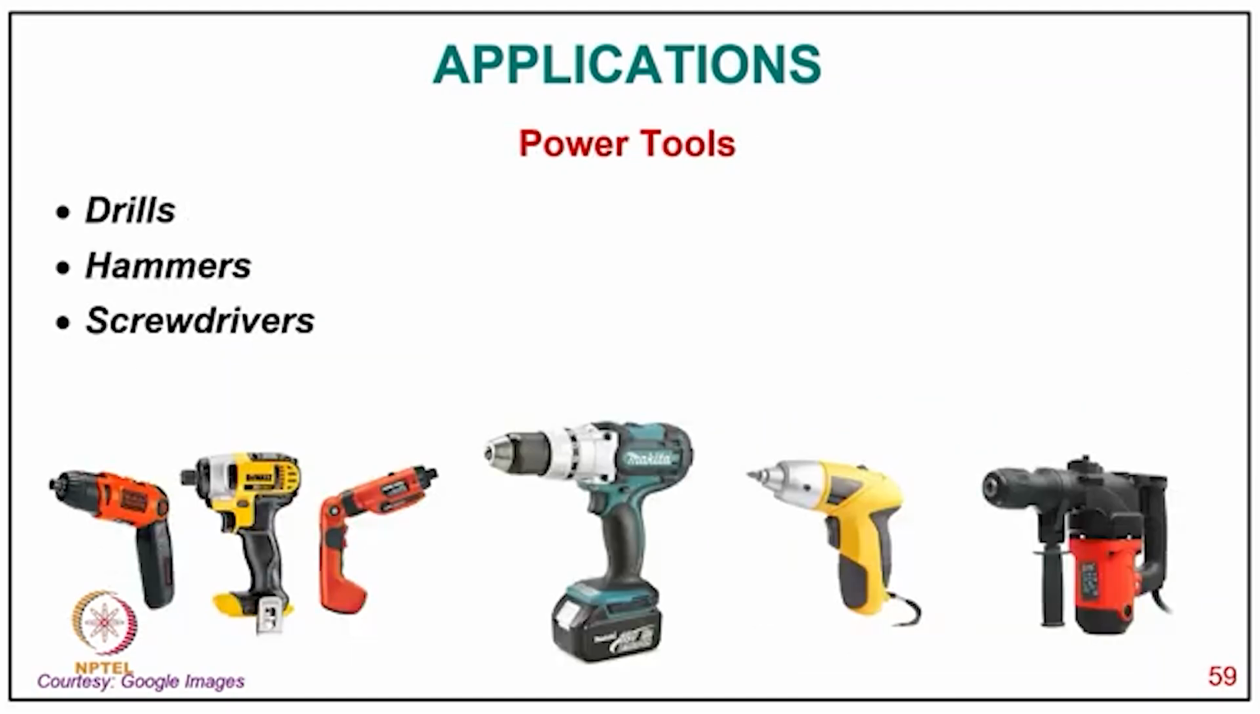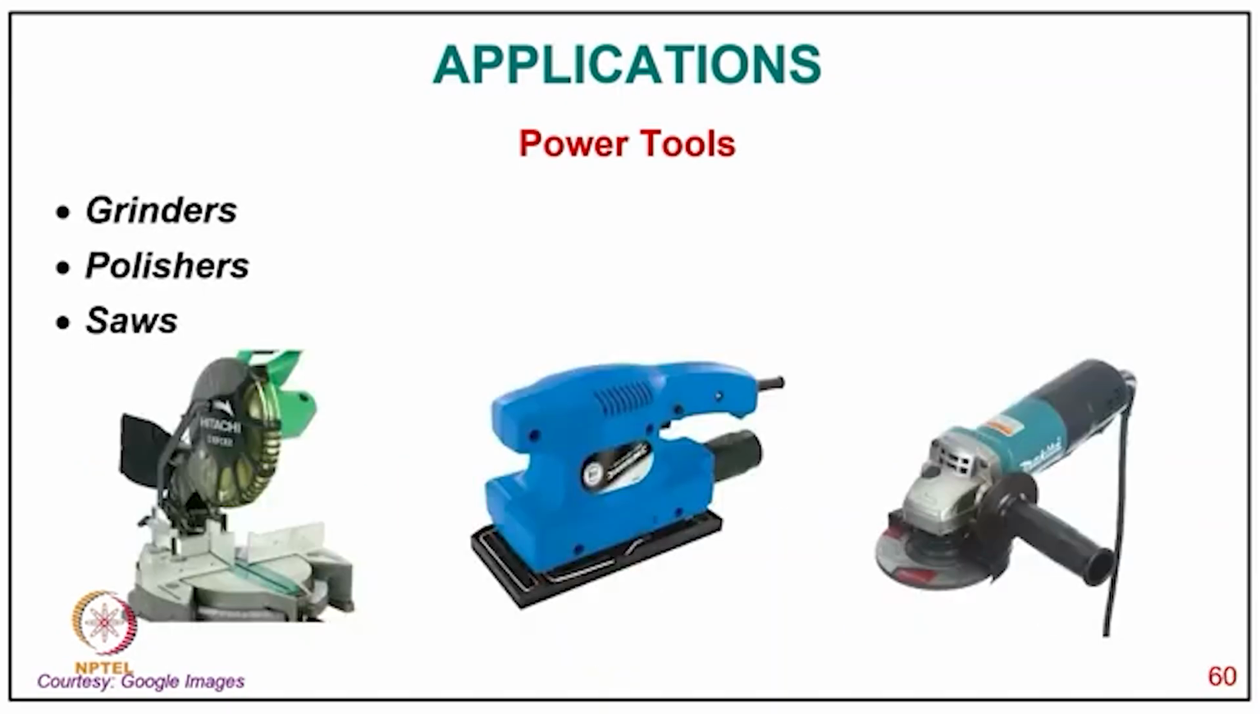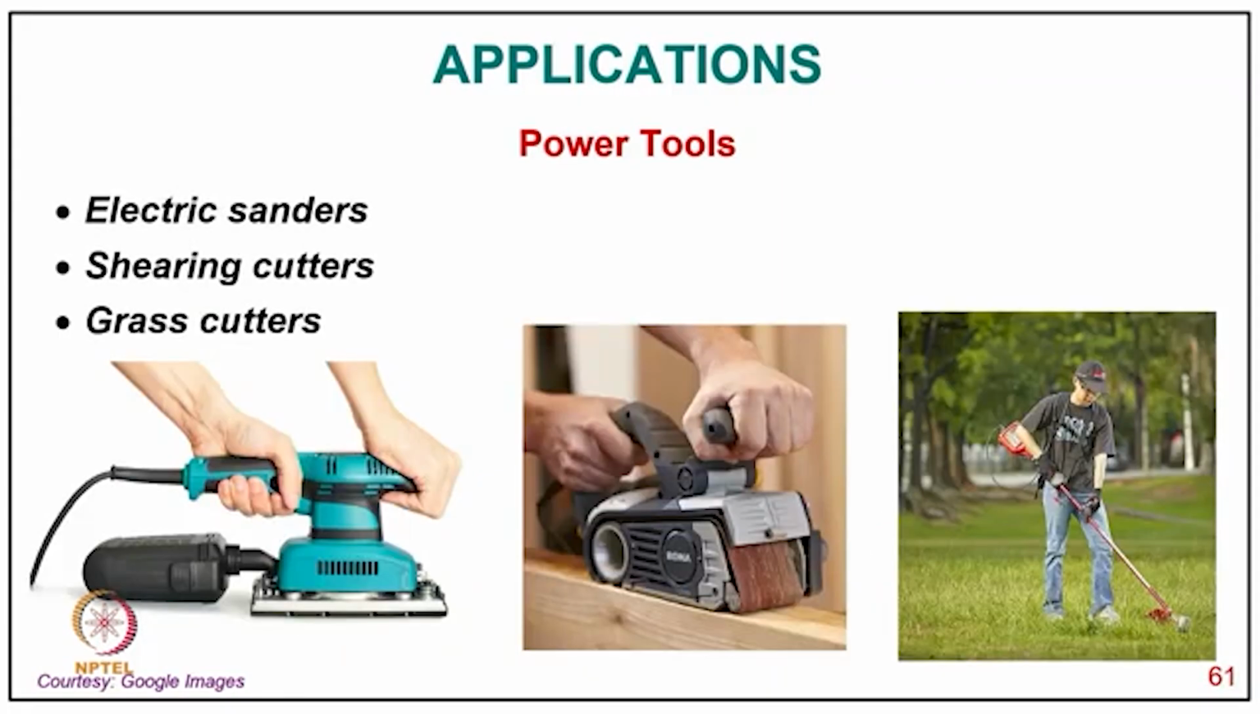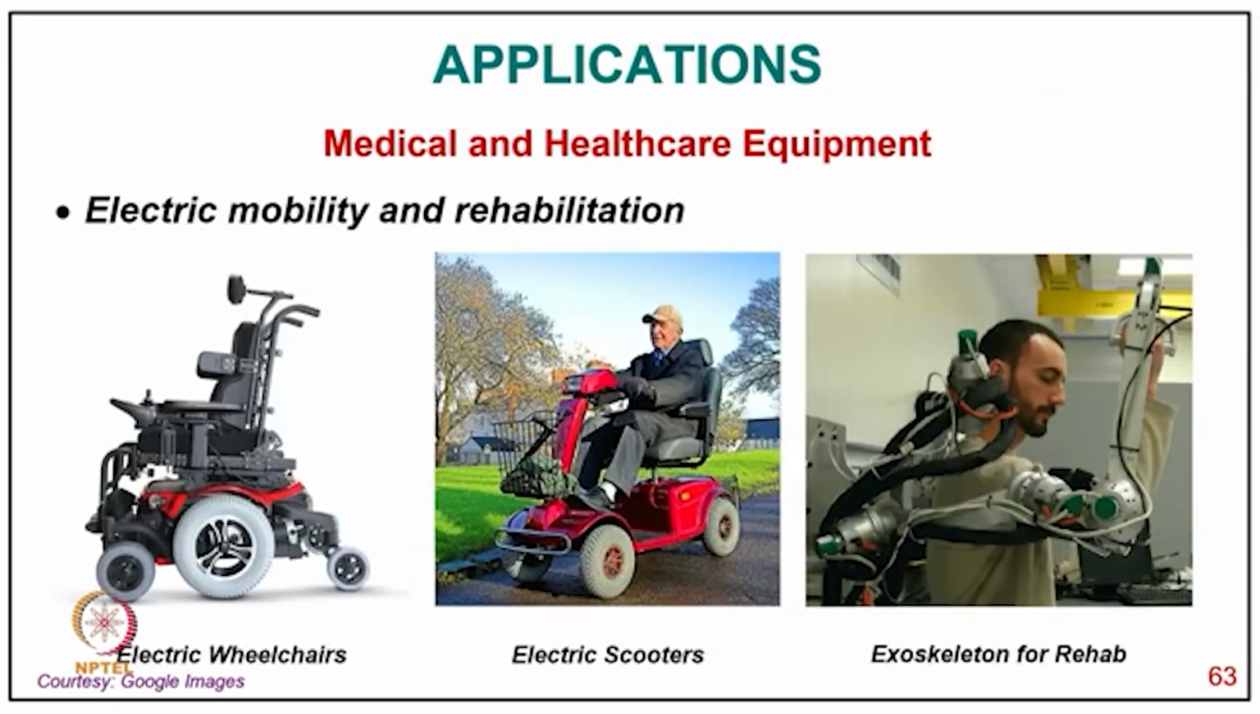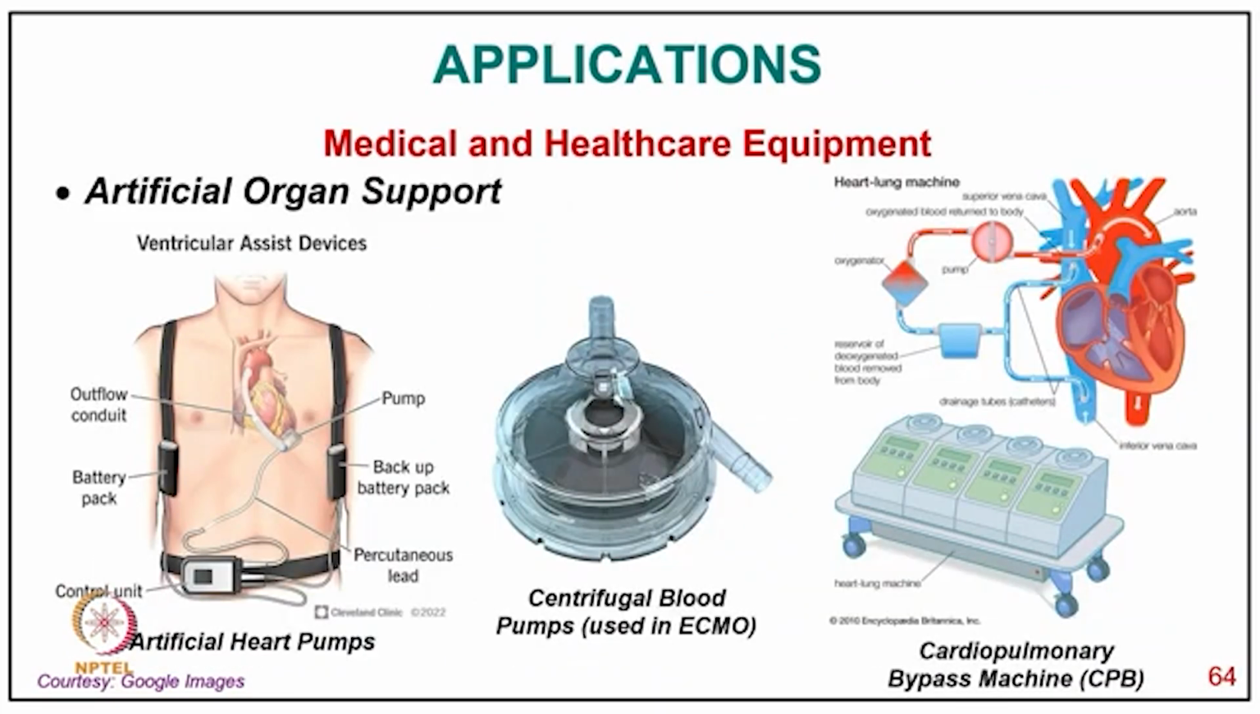Then the power tools like drill, hammer, and screwdrivers, because they are mainly sometimes you can call it the standard operation with the battery operation. So energy efficiency or efficiency is very important for these tools. Then grinder, polisher, and saw. Then electric sanders, hair cutters, and grass cutters. Then dental hand pieces, as you can see in the photograph, the different kinds of motors. Then the electric mobility and regulation for electric wheelchair. Then electric scooters and the electric for rehab.